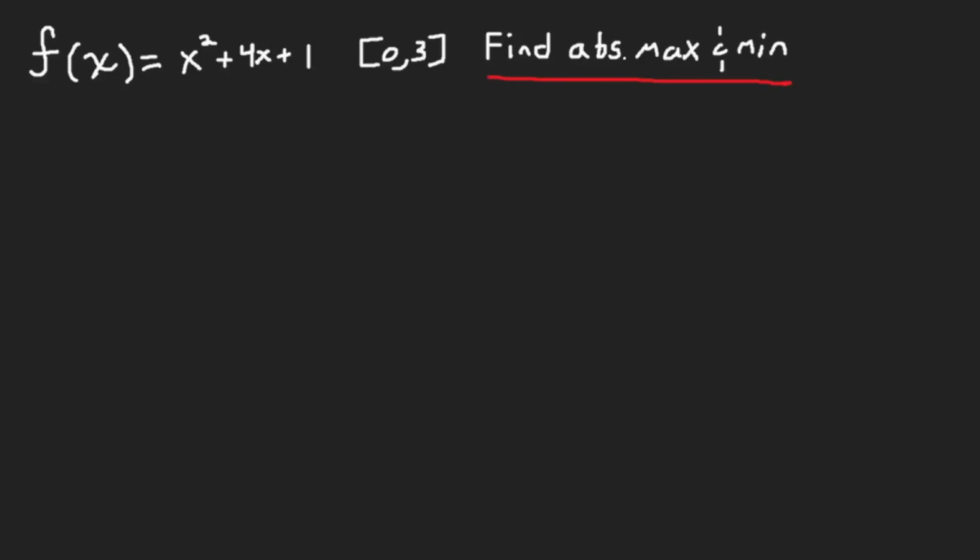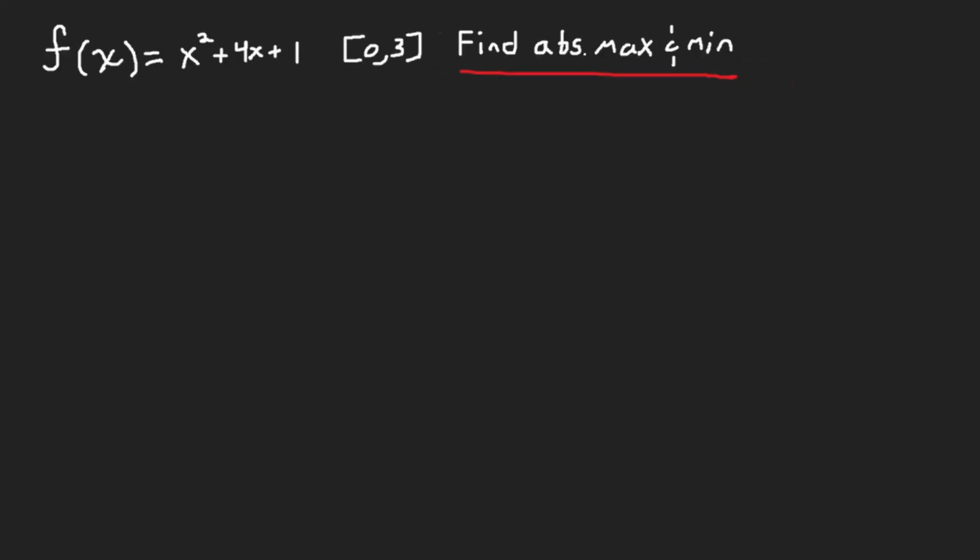In this video, I'm going to show you how to find the absolute maximum and minimum values of any function. So now we're given the equation f of x equals x squared plus 4x plus 1 on the interval between 0 and 3, and we're wanting to find the absolute maximum and minimum values. So there's a few things we have to do. The first one is to evaluate the function on the endpoints.